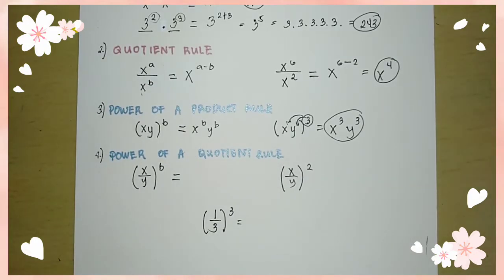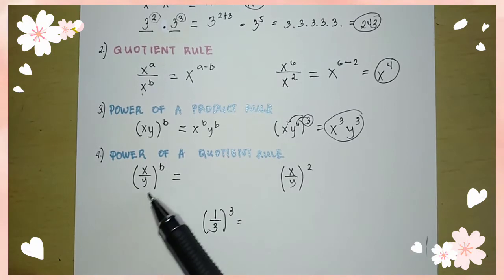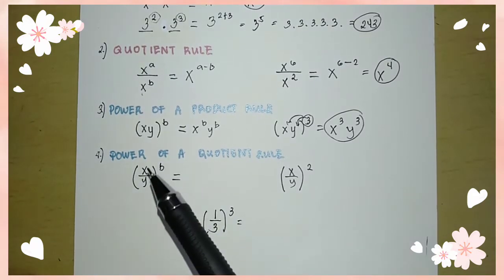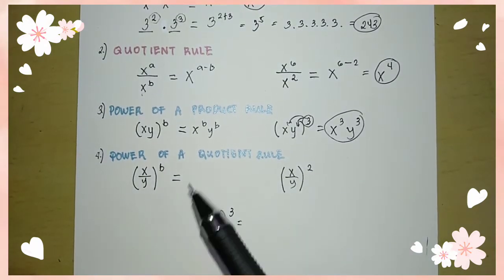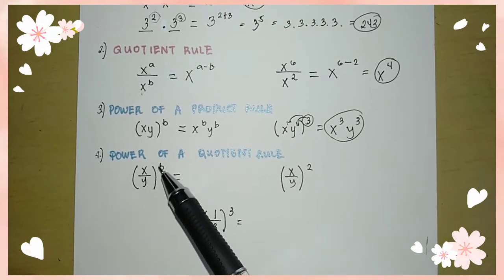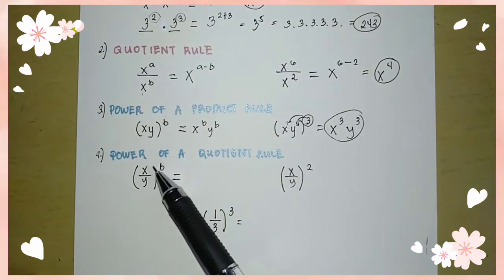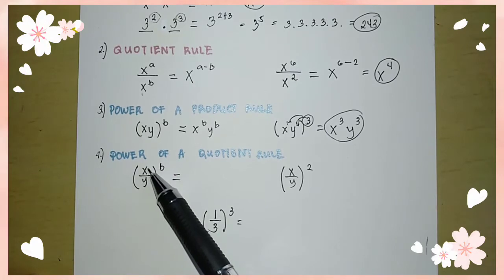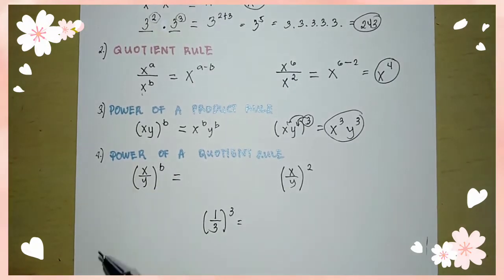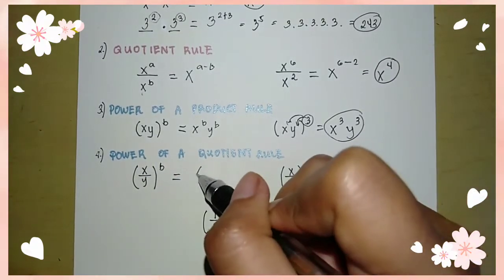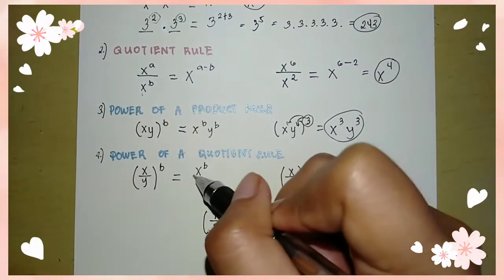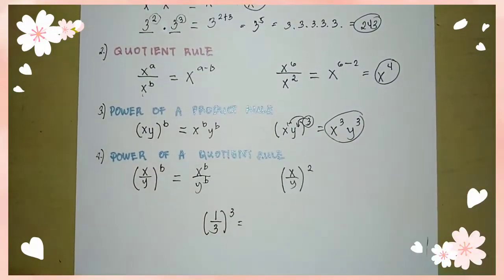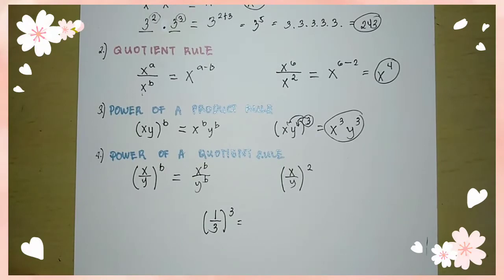Okay, so take a look at this next rule. We have the power of a quotient rule. Okay, so division ulit tayo. So, whenever na makakakita kayo ng ganitong situation sa inyong mga exam, so alam nyo na yung gagawin, okay? So, ganito lamang. I-distribute nyo si b to both numerator and denominator, okay? Distribute lamang. So, we have x raised to b over y raised to b. So, that's it. Ganun lang siya kasimple.